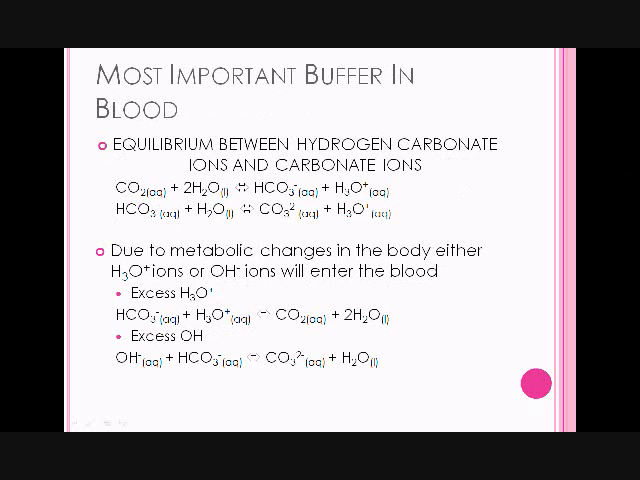The most important buffer in our blood is the equilibrium between hydrogen carbonate ions and carbonate ions. Dissolved carbon dioxide reacts with water to form hydrogen carbonate ions. Then, the hydrogen carbonate ions dissociate in water to form carbonate ions. Due to metabolic changes in the body, either hydronium ions or hydroxide ions will enter the blood. Excess hydronium ions are removed by combining with hydrogen carbonate ions, which is the reverse of the first reaction. Excess hydroxide ions are removed by reacting with hydrogen carbonate ions.